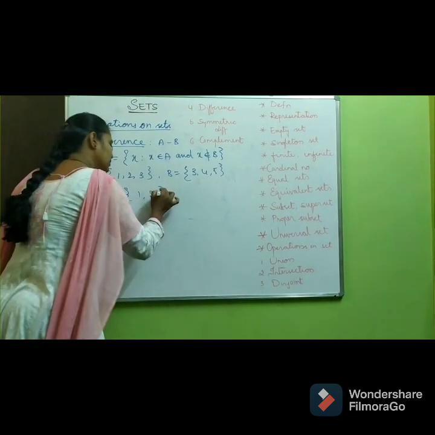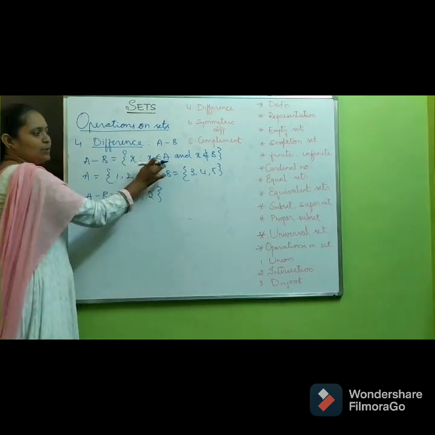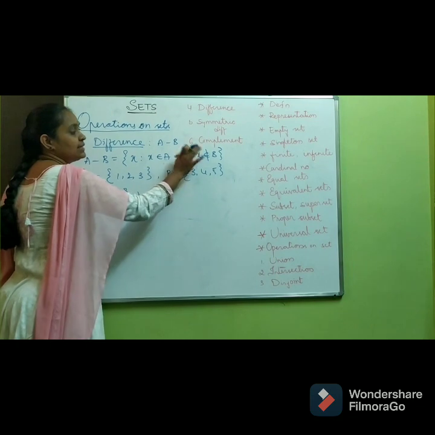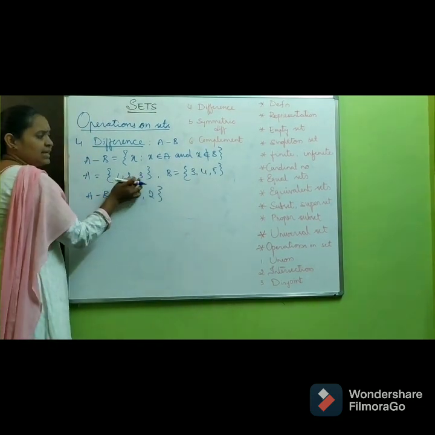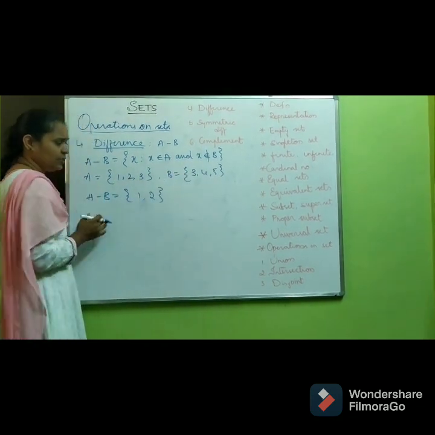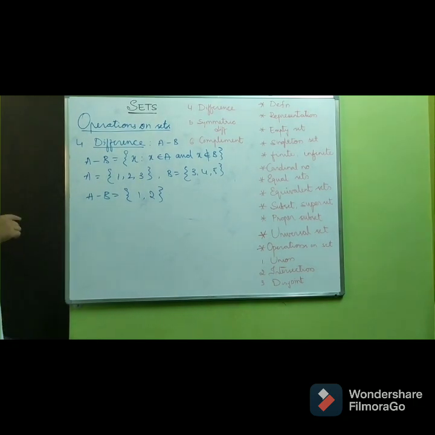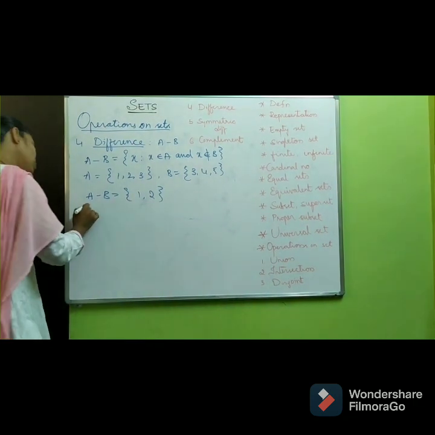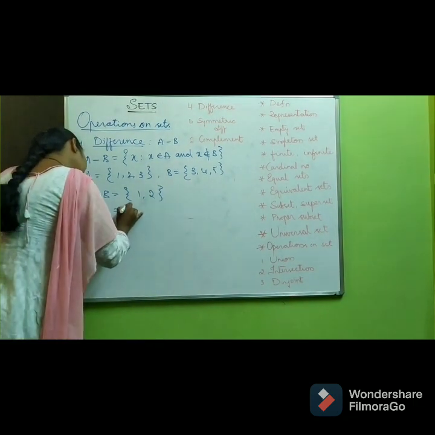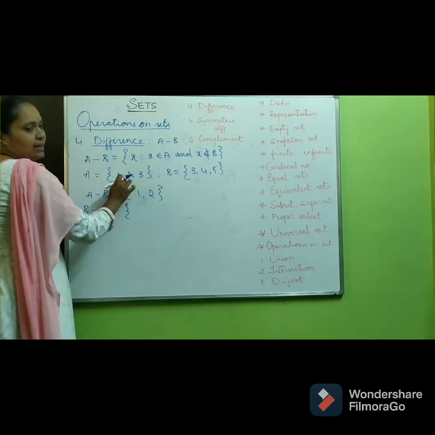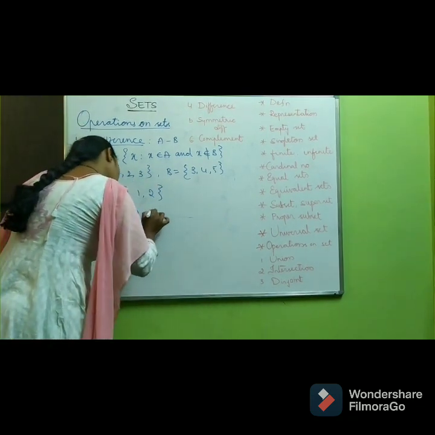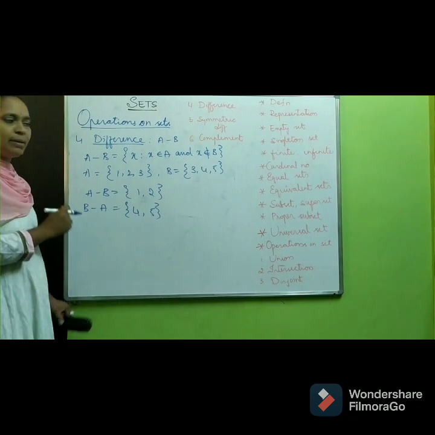You can't take 3. See here, X belongs to A and X does not belong to B. 3 is there in both A and B, so you can't take it. That is difference. If you want to write B minus A, 3 is there here, so don't take that. 4, 5. This is B minus A.